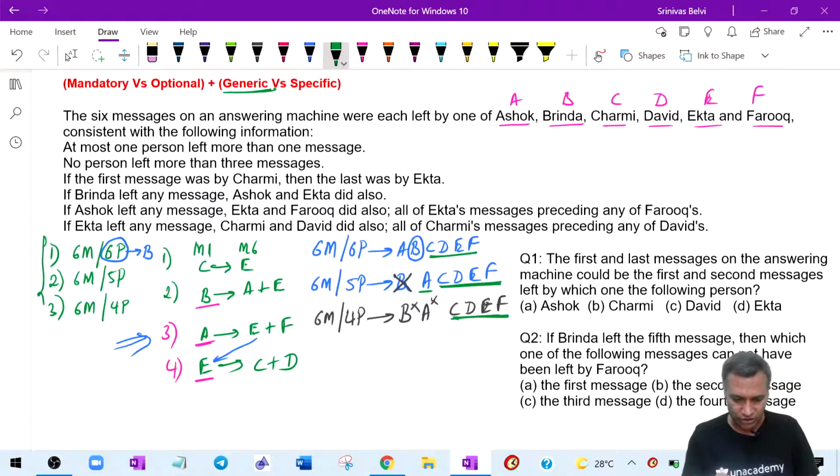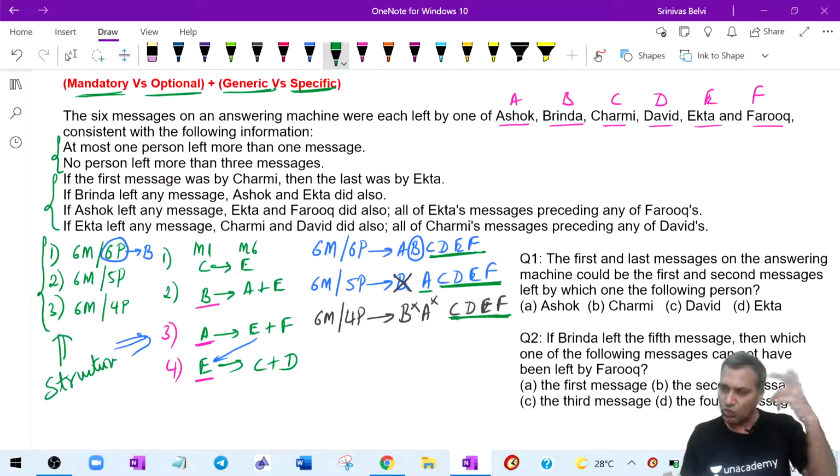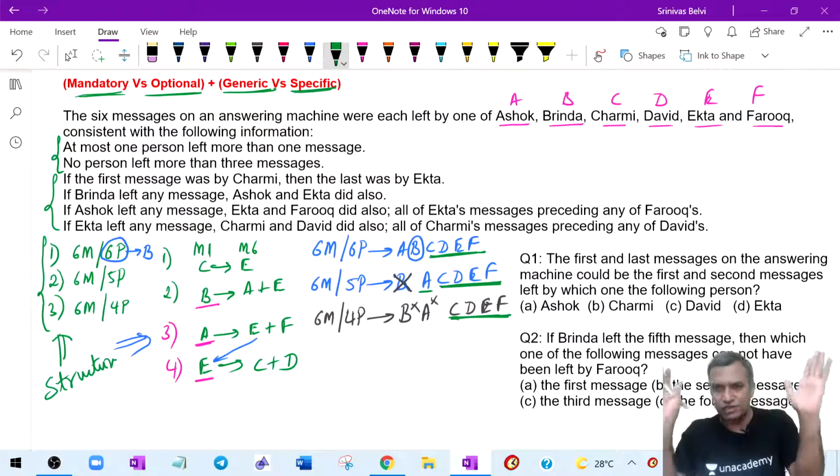Where is the structure here? These first three cases come from the first two statements. It gave you the structure of thinking. Then the specifics, the remaining statements, tell you what is mandatory and what is optional. What is mandatory? C, D, E, F are mandatory. What was optional? A and B were optional. That is the complete message of this particular puzzle before we get to the questions.